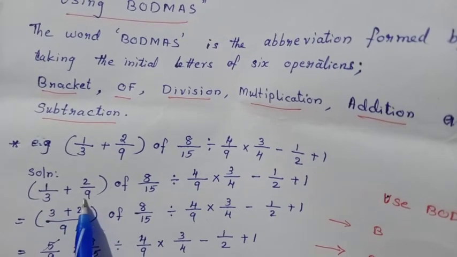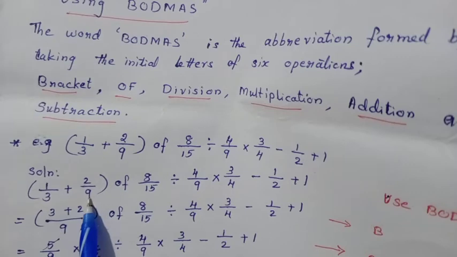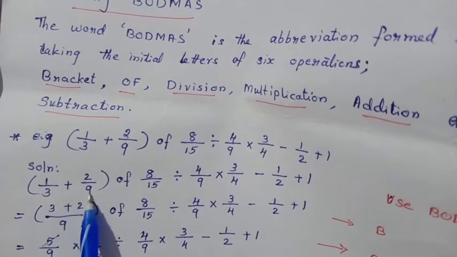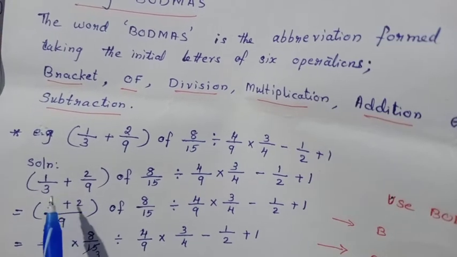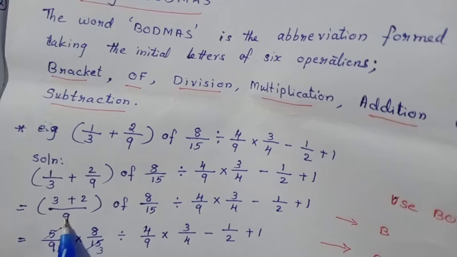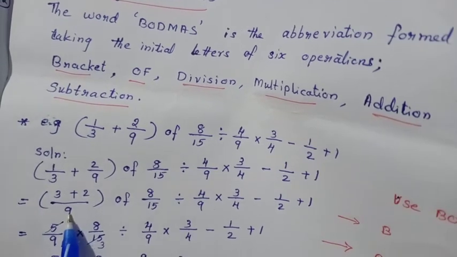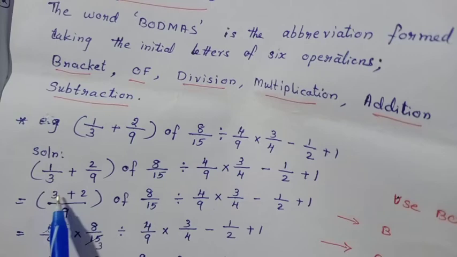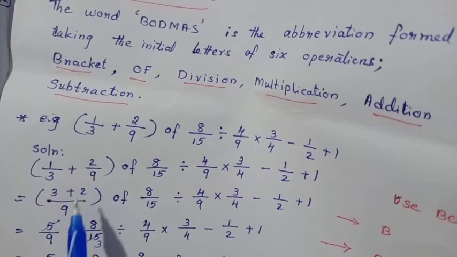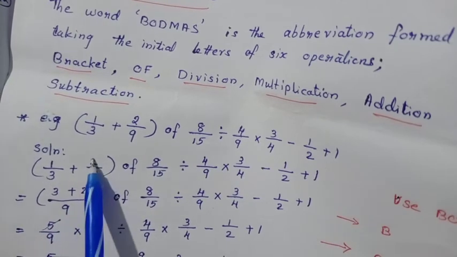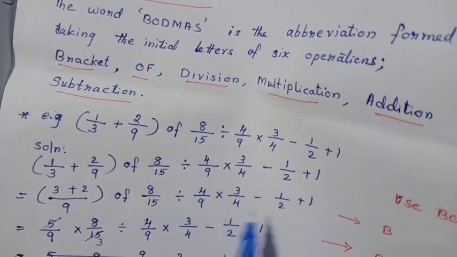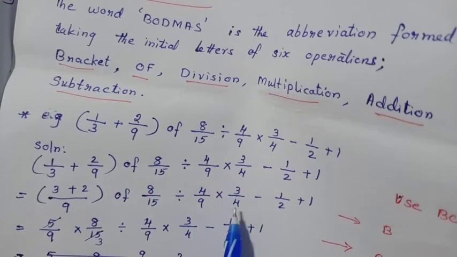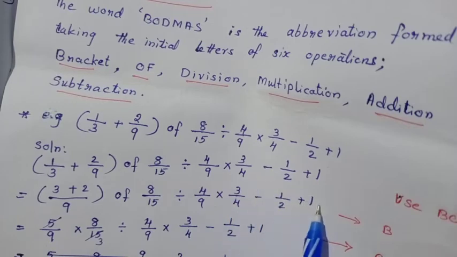3 and 9 are different denominators. The LCM of 3 and 9 is 9, because 9 is a multiple of 3, so we can directly write 9. Then 9 is the LCM, and the same process: 3 how many times in 9? 3 times, into 1, 3 I am writing here, plus 9 how many times in 9? 1 time, 1 into 2, 2 here. All other terms remain the same: of 8 by 15 divided by 4 by 9 into 3 by 4 minus 1 by 2 plus 1.